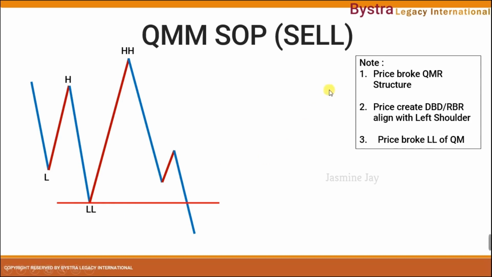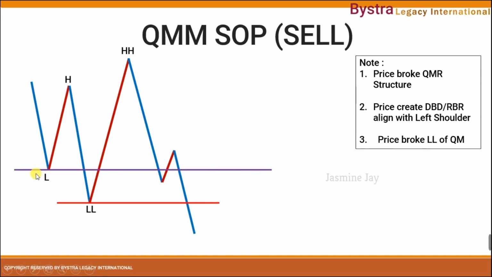So first, remember guys, the price has to break the QMR structure, which it already has now. Second, it has to create a drop base drop structure for sell. And third, it has to break the lower low of the QM, which is the head of the QM. So once these three are available, then we can look for the sell setup of QM manipulation.